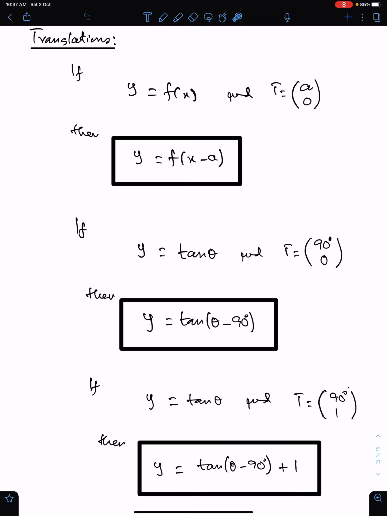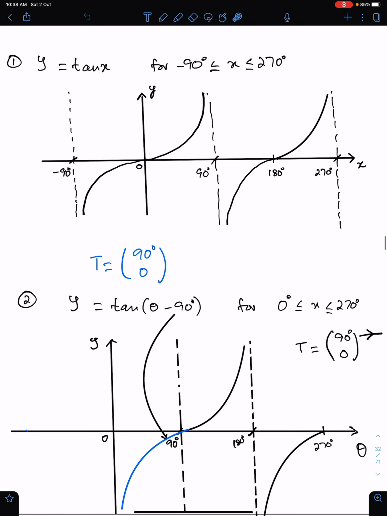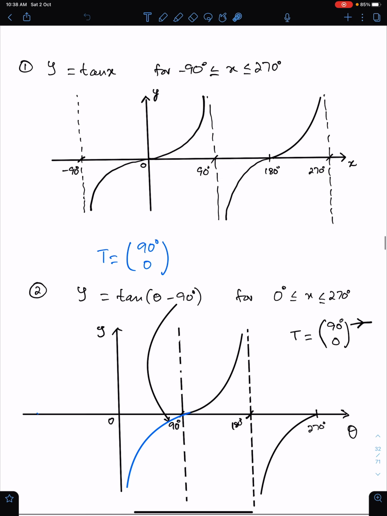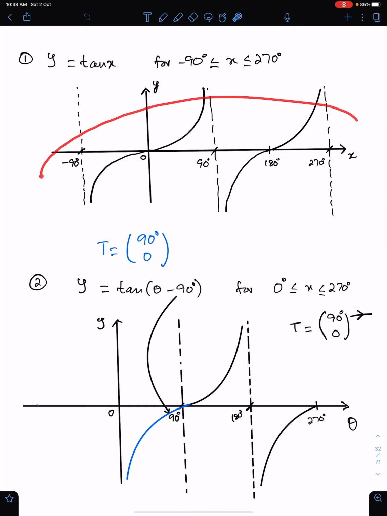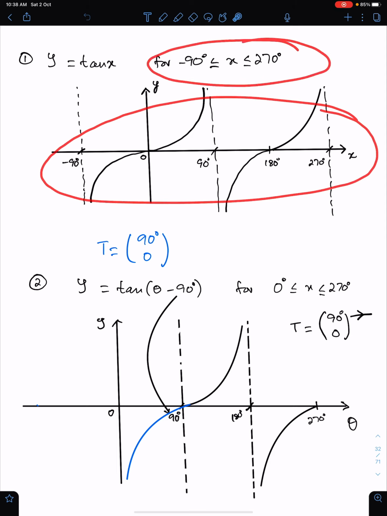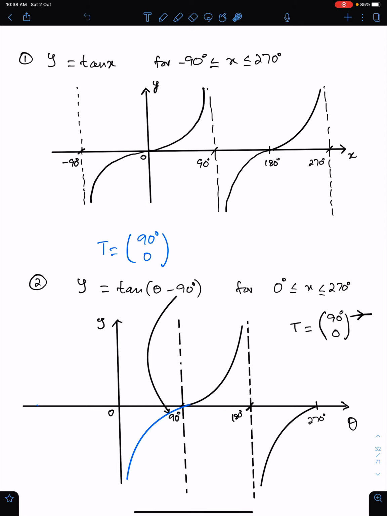Similarly, when this vector applies onto this equation, then we get this equation. Theta minus 90 and plus 1 is here. This is a combined translation. Well, this is the normal tan x graph for this domain. The normal tan graph starts from the origin. But because of this negative domain, we have to sketch this part as well.